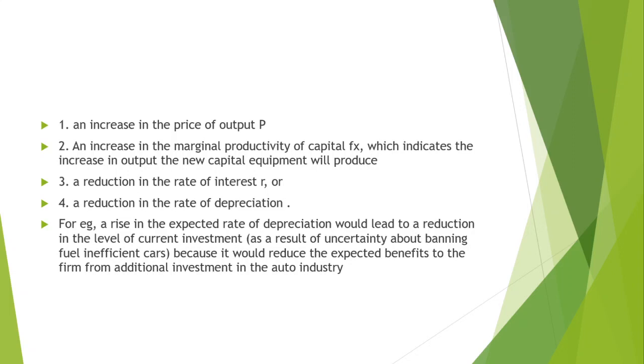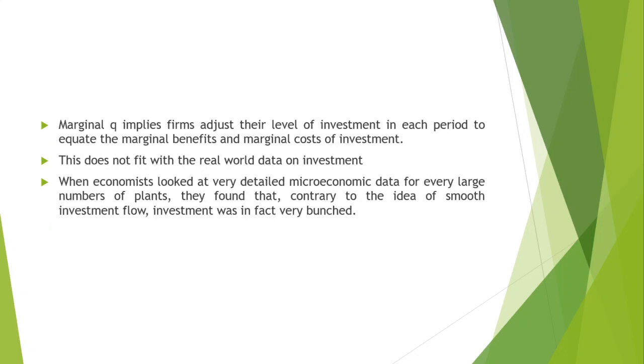So if there is uncertainty about banning fuel inefficient cars, the expected rate of depreciation is going to increase, and the expected benefits from additional investment in the auto industry are also going to reduce, so that both will act together and the Q ratio falls.